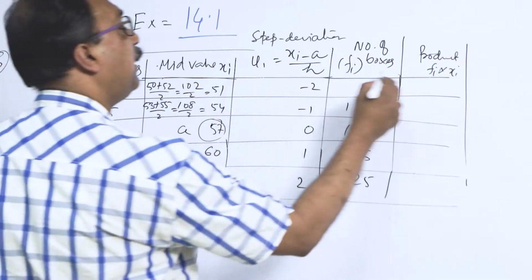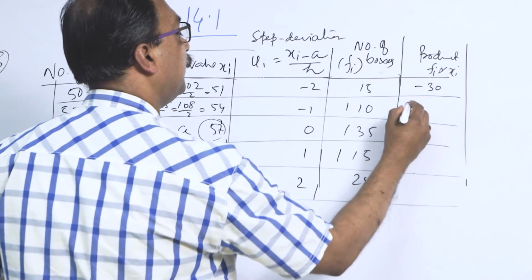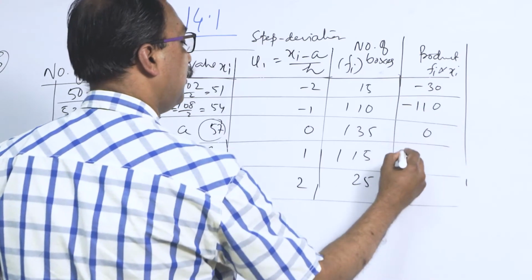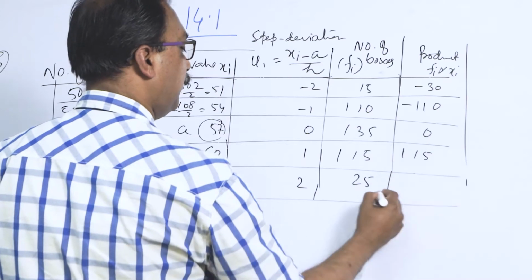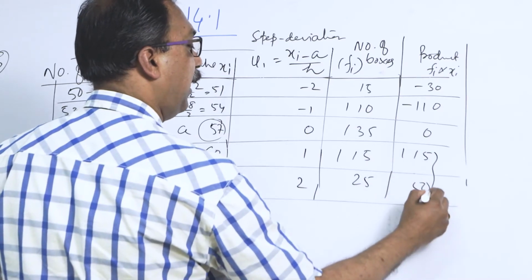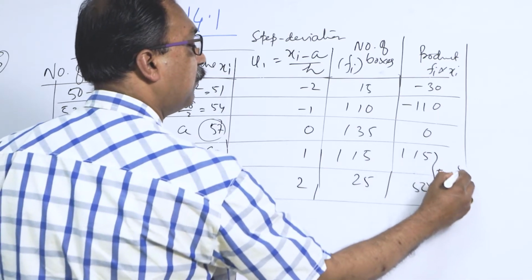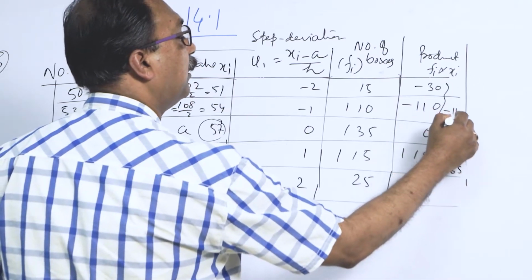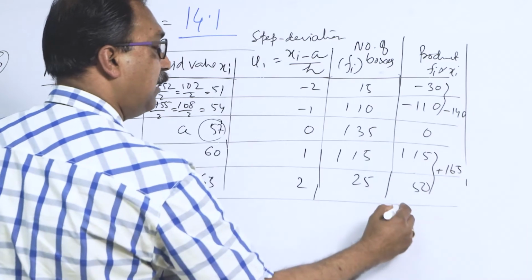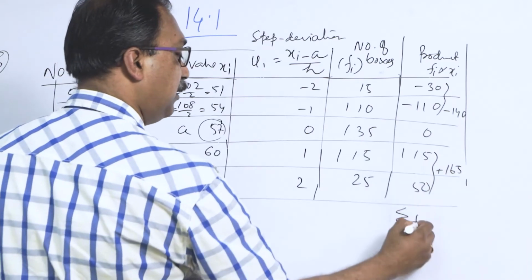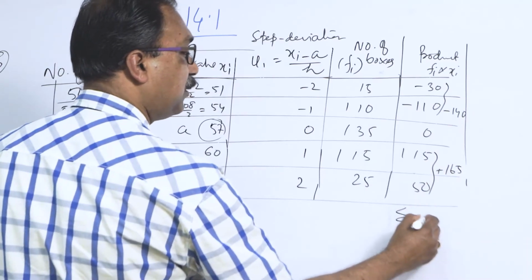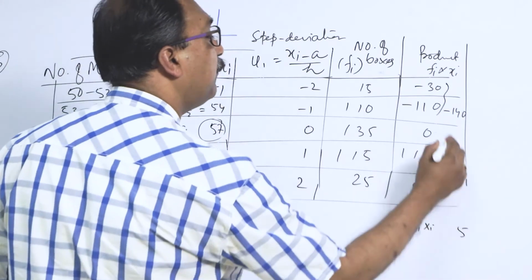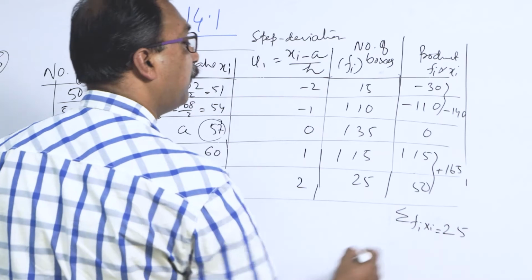So if we multiply here, you get minus 30, then minus 110. Then 0, then 115. Now if I add this one, plus 50, 165. If I add the negatives, minus 140. Then subtracting, because different signs subtract, 165 minus 140 is 25, okay.